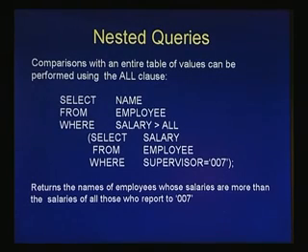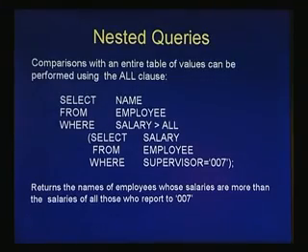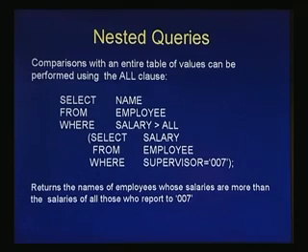Okay, so we just want to know what this employee number 007, or agent 007, pays all of his subordinates. And then the outer query says select name from employee, that is, give me the names of all employees where salary is greater than all of this inner query, that is, whose salary is greater than all of the salaries paid by 007, that is, greater than the maximum salary paid by 007. So, it returns the names of all employees whose salaries are more than the salaries of all those who report to 007.